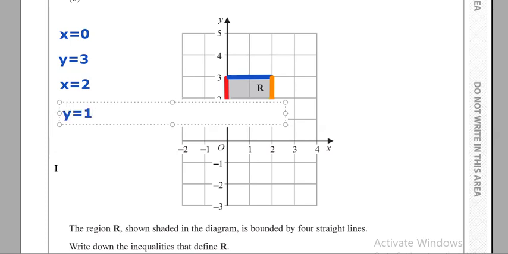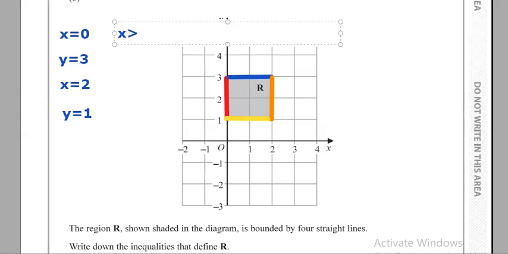I can make them into 4 inequalities, or I can make them into 2 mixed inequalities. Now, let's take a look at the first line, x equals 0, which is this one. X equals 0, the region is on the right. It means it's bigger than 0. This means that x is bigger than 0. The line is connected. This means there's an equal sign under the inequality.